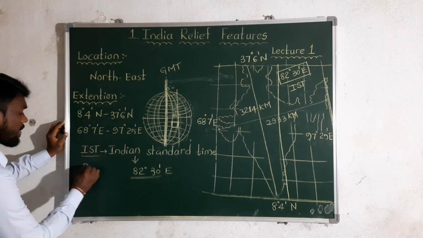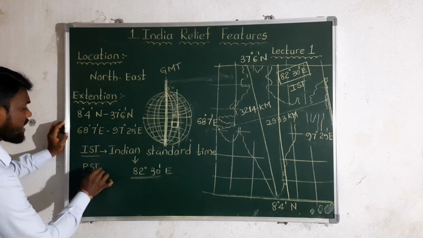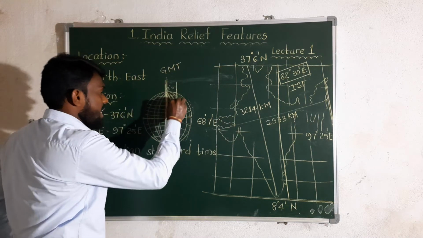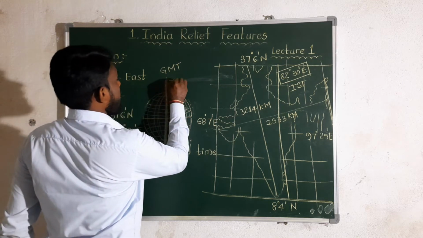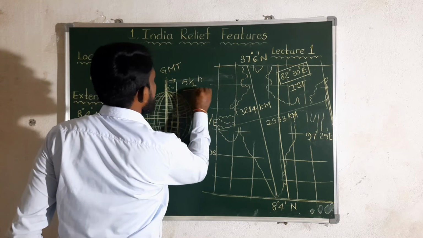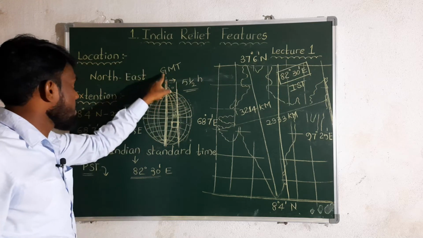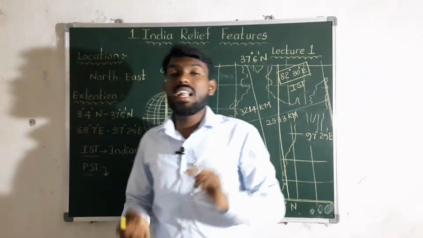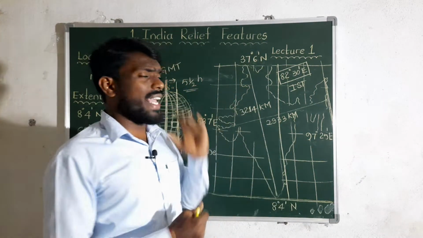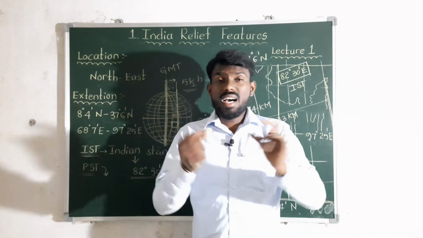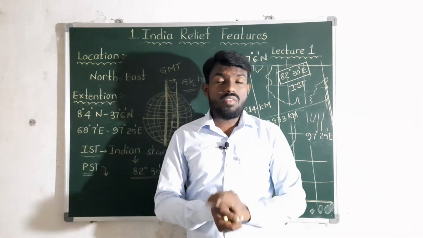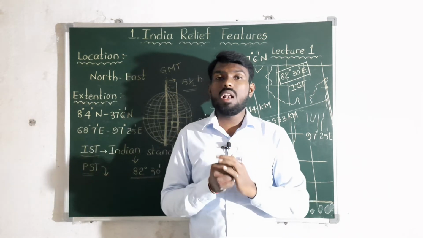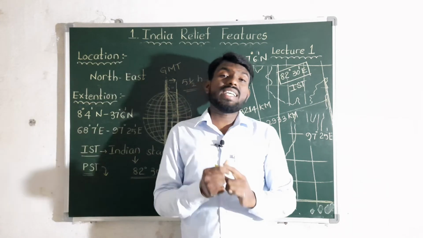For Pakistan, there would be another reference line, that is PST, Pakistan Standard Time, and IST, Indian Standard Time. From the Greenwich Meridian, our Indian Standard Time is 5.5 hours ahead, which means our time is 5.5 hours ahead of Greenwich Meridian Time. So this is about the location and longitudinal and latitudinal extension. Now let us explore the geographical background, because India is so varied, so rich in diversity, a vast country, and all this is possible only because of the varied diversity in climatic conditions.